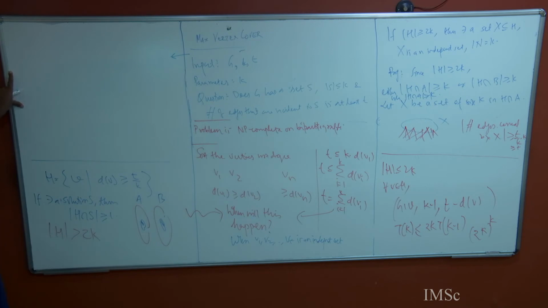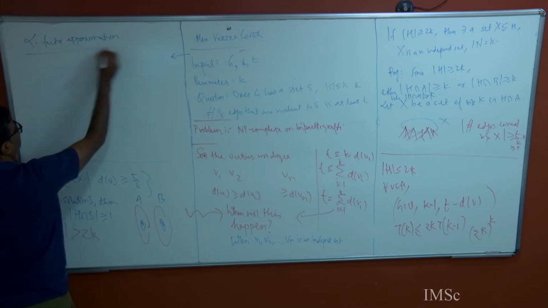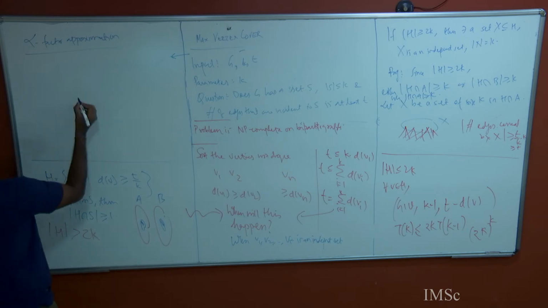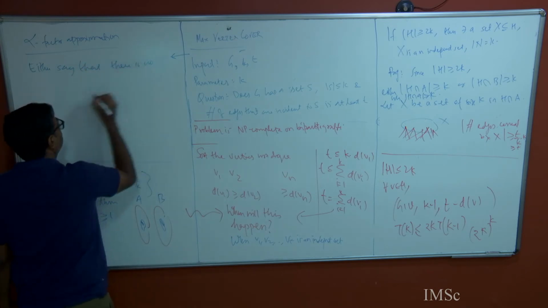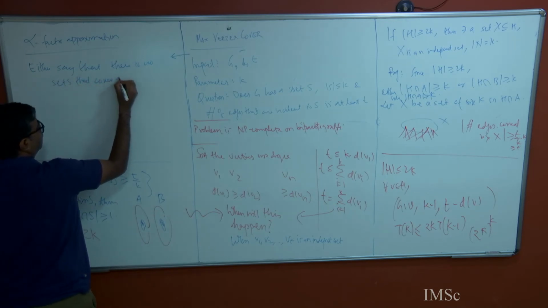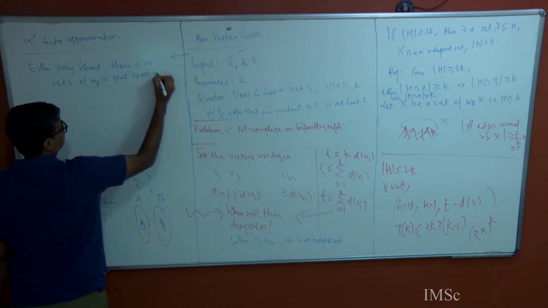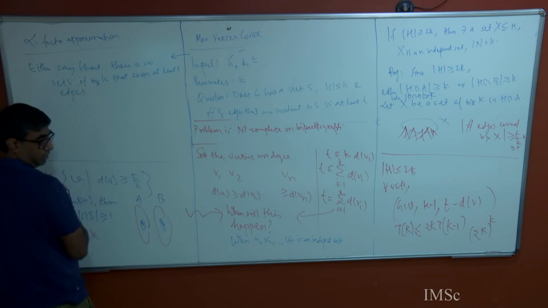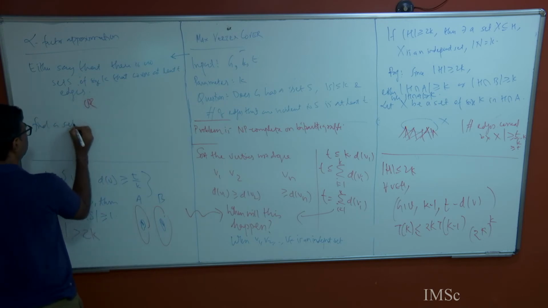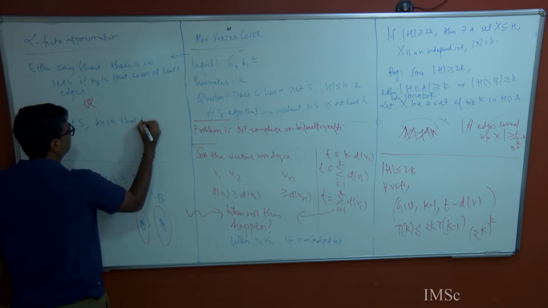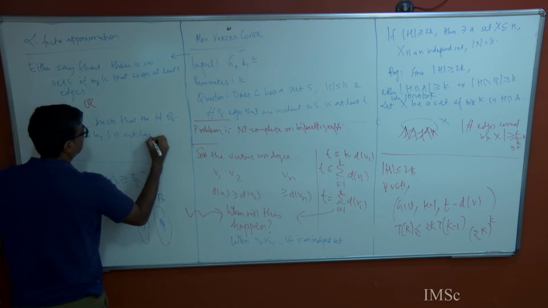So now, suppose I am interested in an alpha factor approximation. What do I mean by this? You can either tell me that there is no set S of size K that covers at least T edges, or find a set S such that the number of edges covered by S is at least alpha times T.